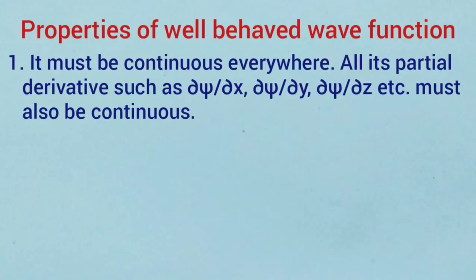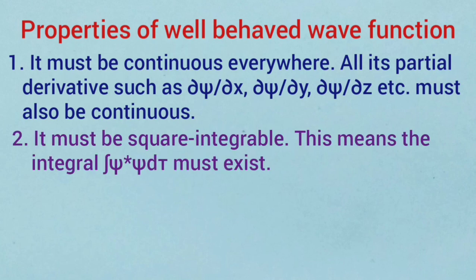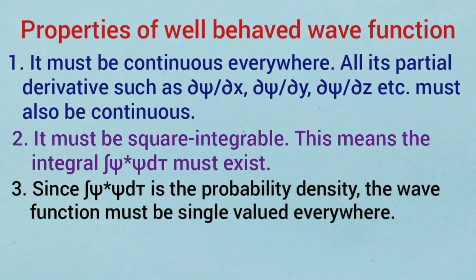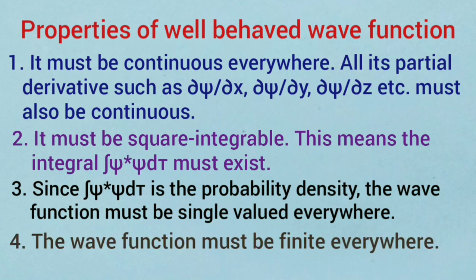Now we shall know about the well-behaved wave function. It must be continuous everywhere. All its partial derivatives such as del psi by del x, del psi by del y, del psi by del z, etc. must also be continuous. It must be square integrable. This means the integral of psi star psi d tau must exist. Since the integral of psi star psi d tau is the probability density, the wave function must be single valued everywhere. The wave function must be finite everywhere. That's all.